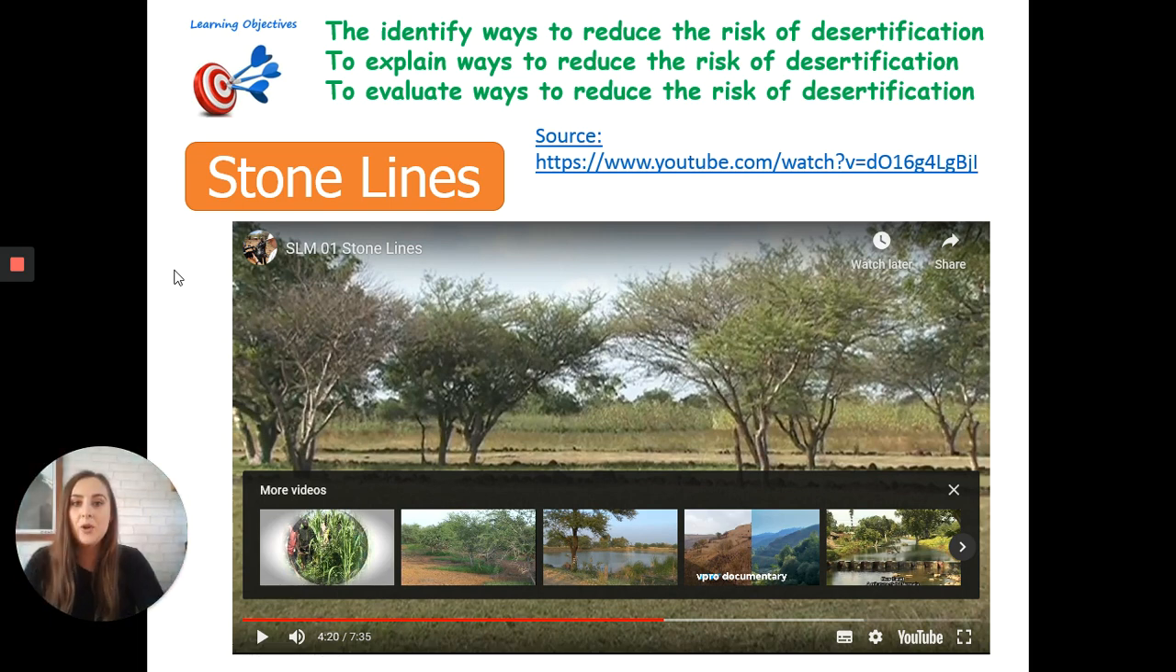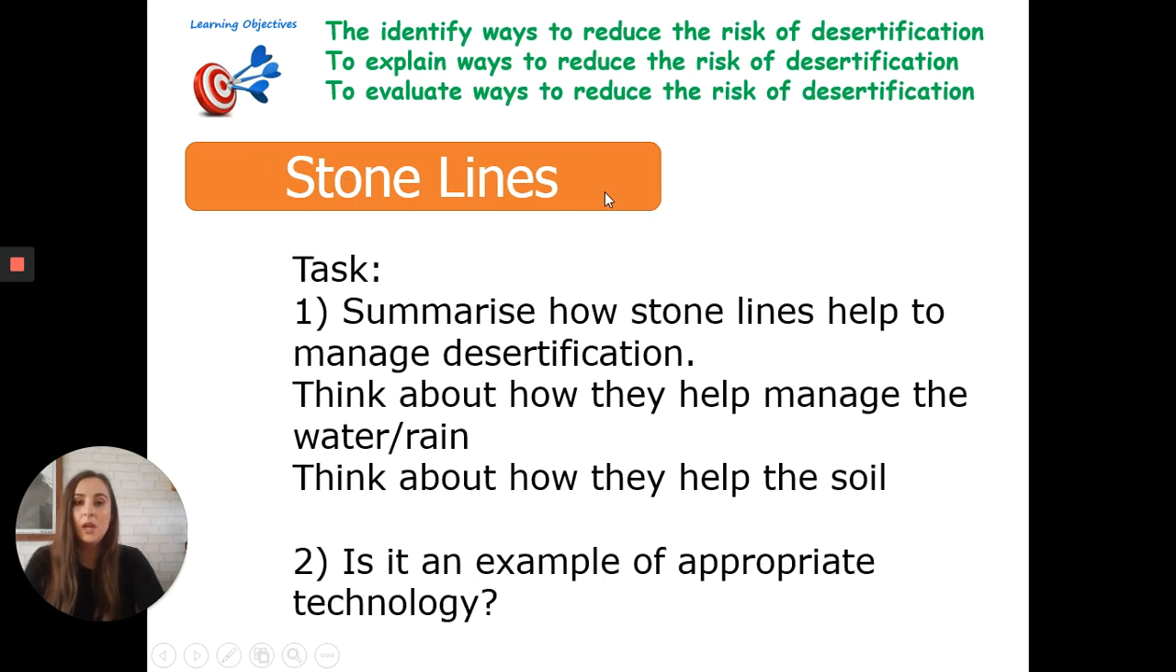Okay, so just pause that one there because it starts to mix the two together, which I want you to think about a little bit later on in the video. So what I want you to do is pause again and have a go at those two questions. So summarise, how do stone lines help to reduce the risk and manage desertification? Think about how they help to manage the water, the rain and the soil, and is it an example of appropriate technology? So pause now and have a go at that.